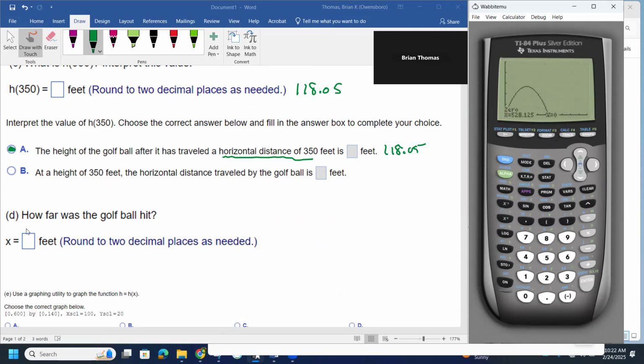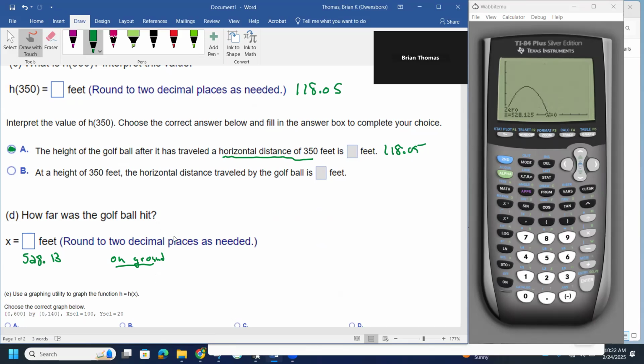So when y is 0, I'm going to be 528.13 feet off the ground. I'm sorry. My horizontal distance is going to be 528.13 feet. And I'm going to be on the ground. So the ball has traveled 528.13 feet horizontally.